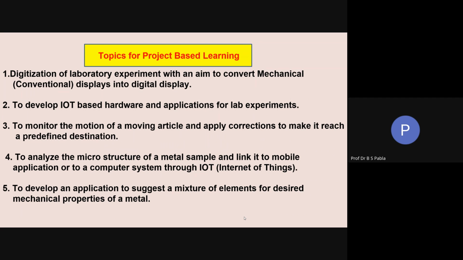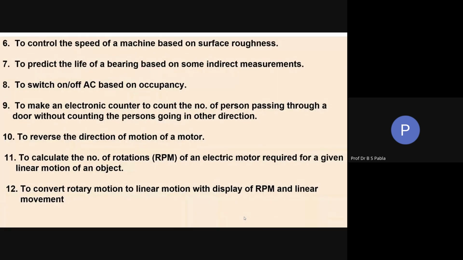To develop an application to suggest a mixture of elements for desired mechanical properties of a model. Let's say you are making a composite. What should you mix? You just give the desired strength and you make a software which knows the properties of the material. You say that these are the materials to be mixed and you get the required strength of the composite. Many of these are based on mechanical engineering too, you can make your own. Just telling you, by sitting for 10, 15 minutes, I have written all these applications.